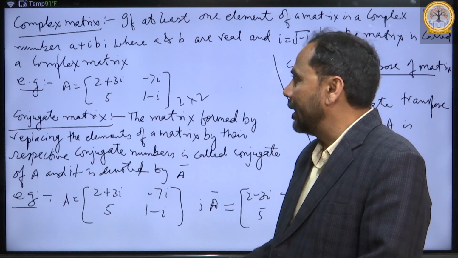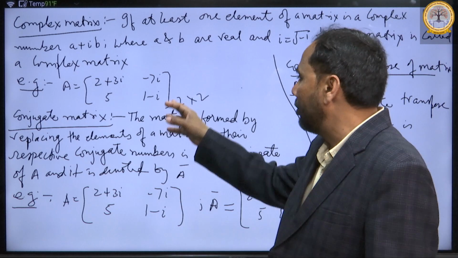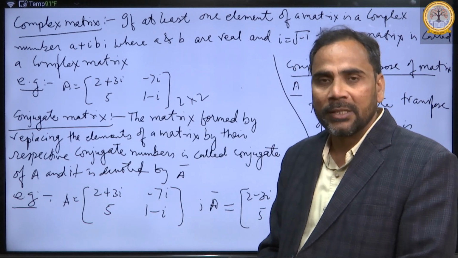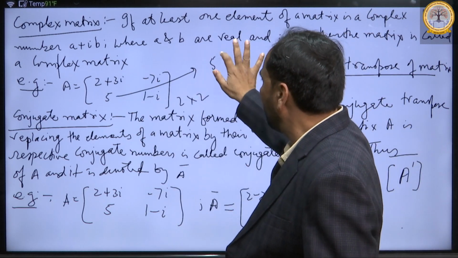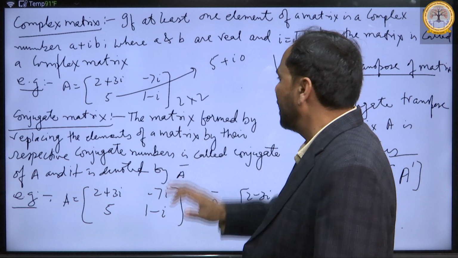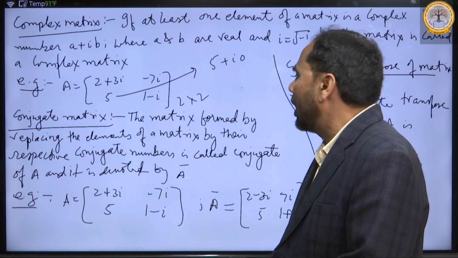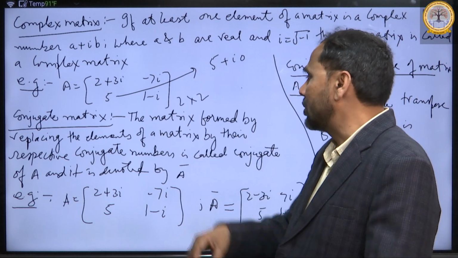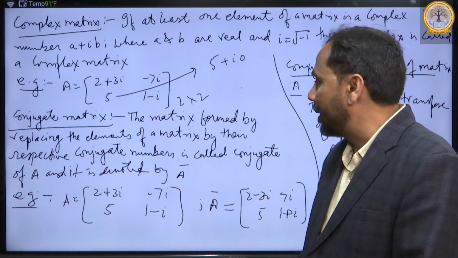So we see here the complex numbers are 2 plus 3i and minus 7i, and 5 is also a complex number. We will write this as 5 plus 0i. Then this is also a complex number, and 1 minus i is also a complex number. So this matrix is known as a complex matrix.